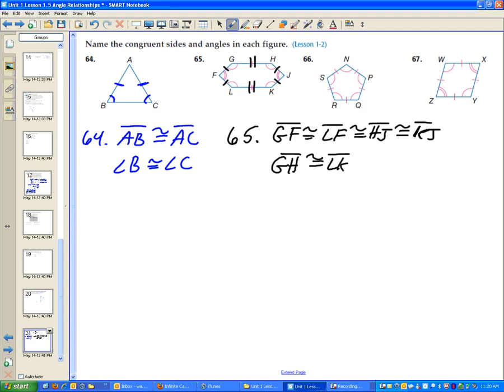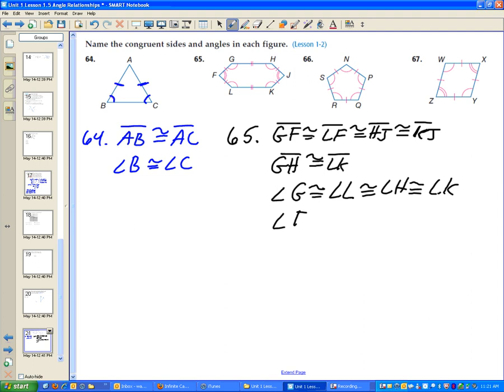And I've named all the congruent sides. Now I'm going to name all the congruent angles. Help me out here. What angles are congruent to angle G? Angle L. What else? Angle H. What else? Angle K. So those 4 angles are congruent to each other.